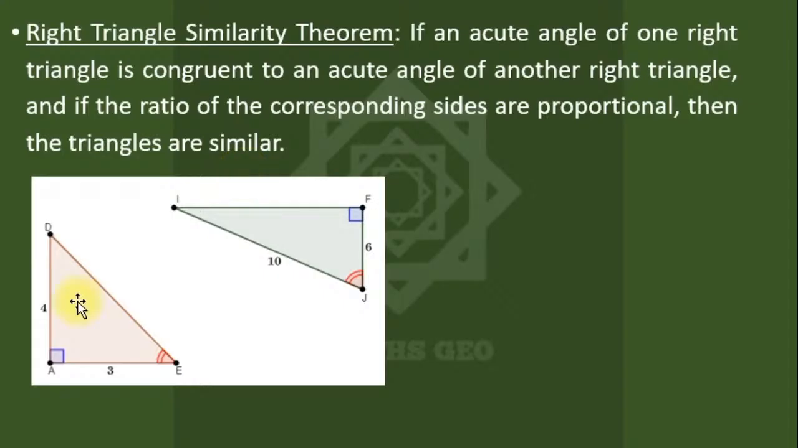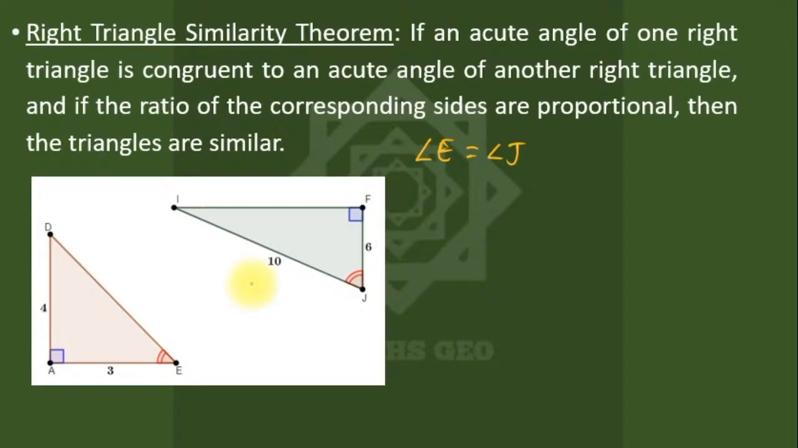Okay, let's look at these two triangles. If you notice, they are right triangles, so that's the first thing, and the acute angles are the same. So angle E is the same as angle J in the second triangle, and both of them are right triangles. So aside from being right triangles, you check whether they have a common acute angle. So they have them, okay. So finally, let's check if the ratio of the sides are proportional.